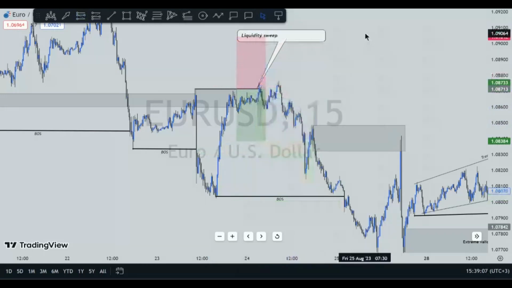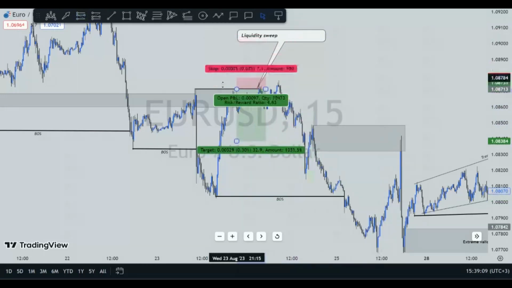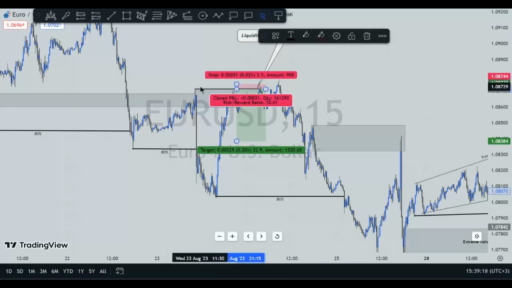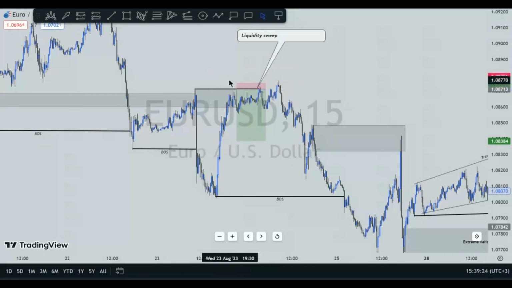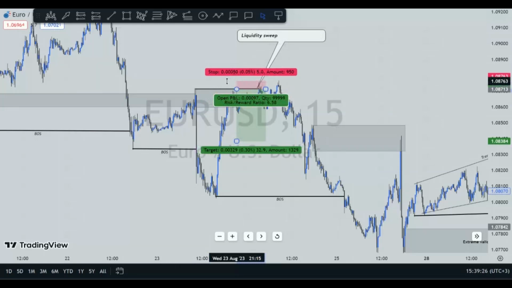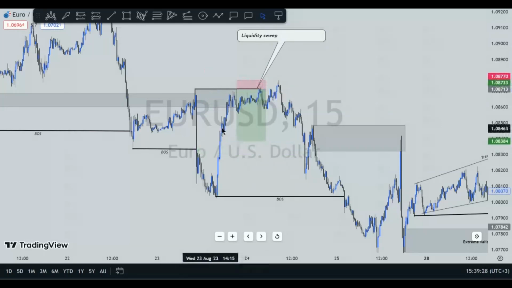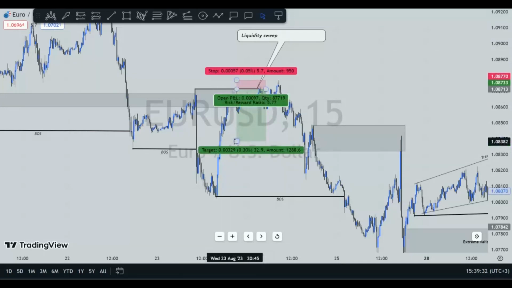Let me remove this first. Let's see. Then I place a stop loss just above this high here, just above this high. And then my take profit, of course, must be this low.